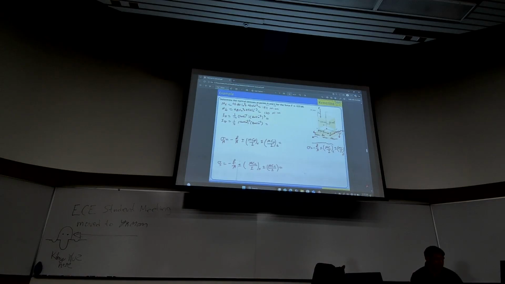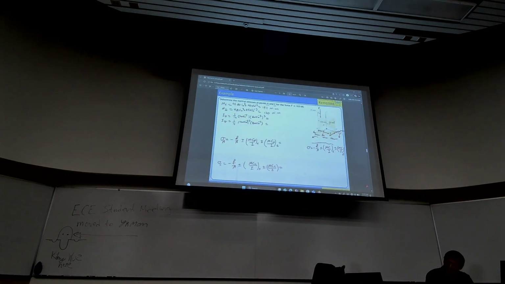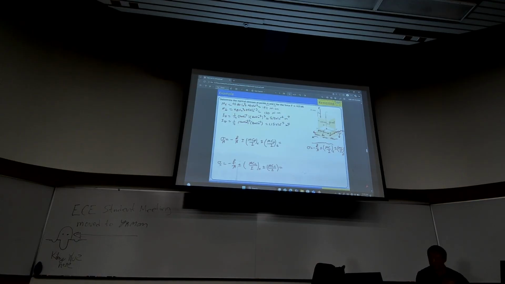Again, I really reiterated this over and over. If you write it down this way in your formula sheet, then it should be perfect. All right, Ix is 5.12 times 10 to the negative 6 meters to the 4, and Iz is 1.15 times 10 to the negative 5 meters to the 4.